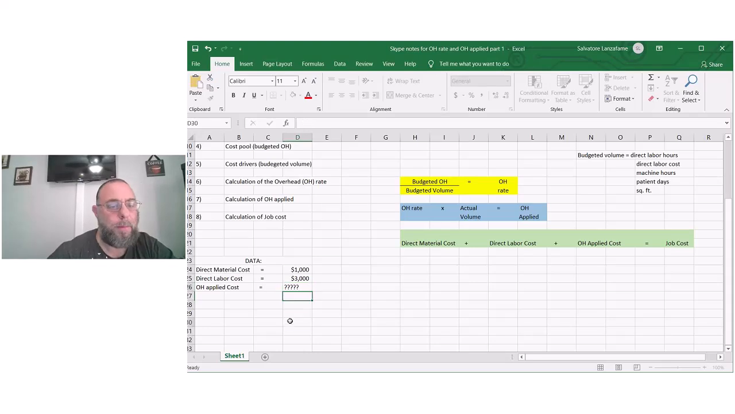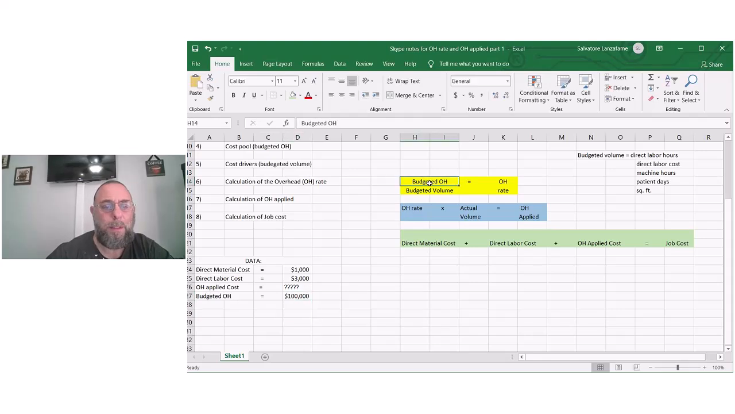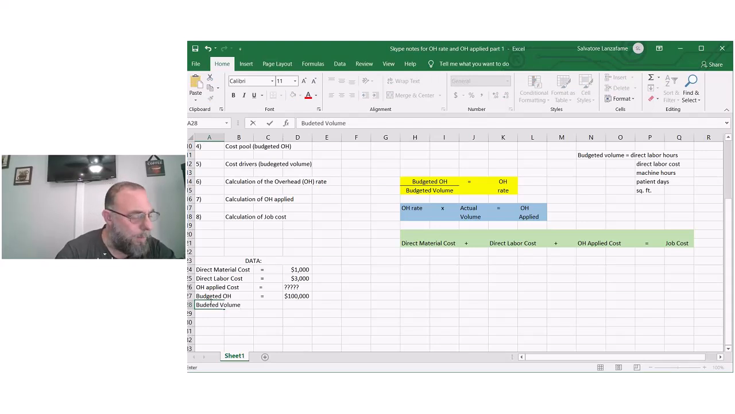So next thing we want, some other data. Let's say we also know our budgeted overhead is $100,000. Now we need this information because look, in this first formula here we need budgeted overhead, right? So let's pretend that's $100,000. And let's say the budgeted volume is made up of direct labor, DL costs. And let's say our direct labor costs is $200,000.